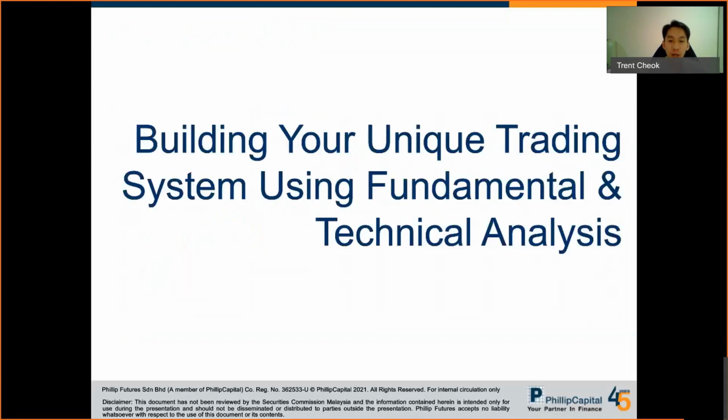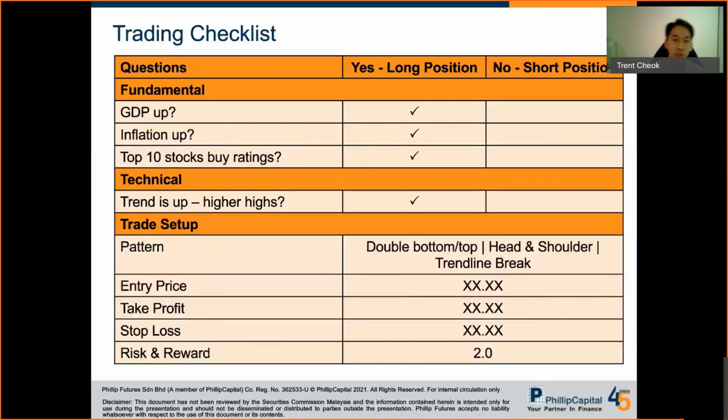Okay, so I've already shown you how to use fundamental analysis and technical analysis, all the basic concepts of fundamental and technical analysis, to help you start trading. Now I'm going to put all of them together, join them together within your trading system. So one way to do that is not quite hard. Basically, you need to have a trading checklist.